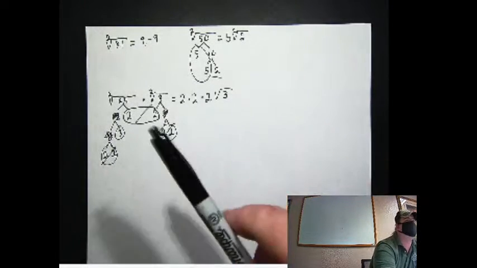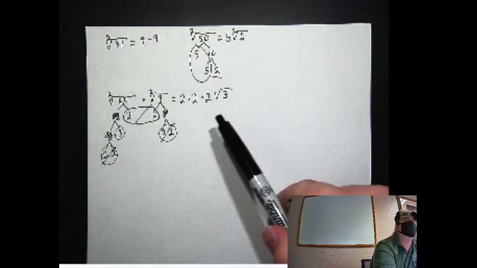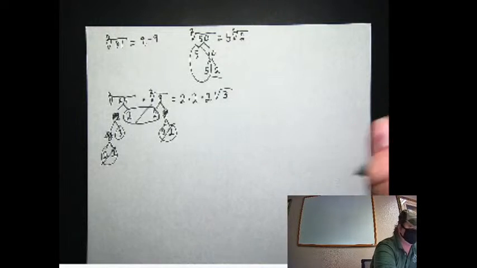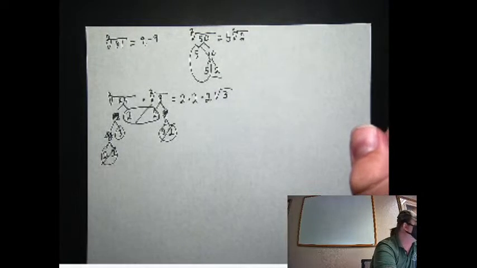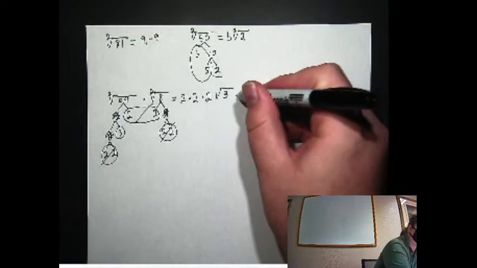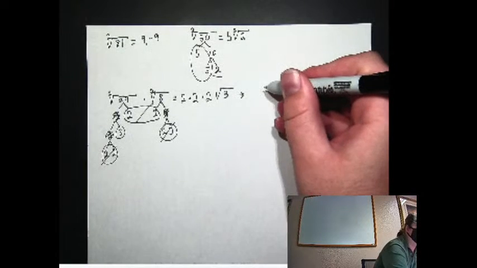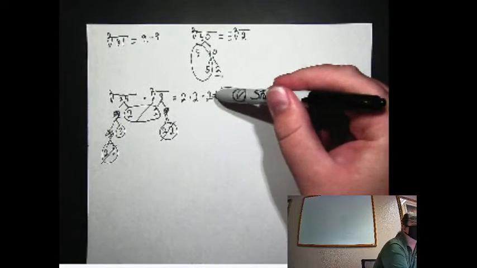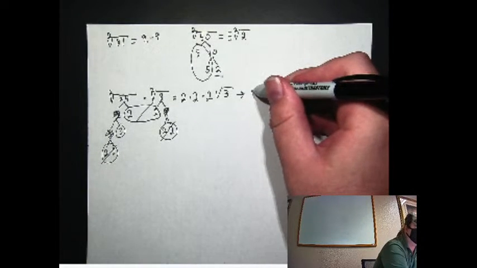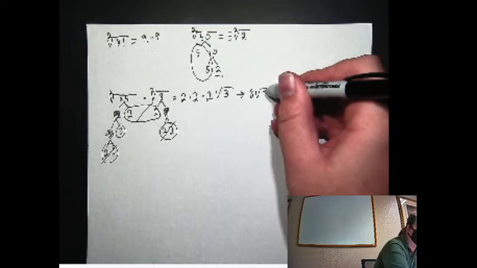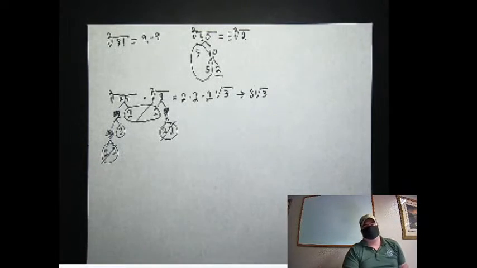All right, so 2 times 2 times 2 times the square root of 3. What do we have all together here? Two times 2 times 2 is 8 square roots of 3. There we go. Any questions?